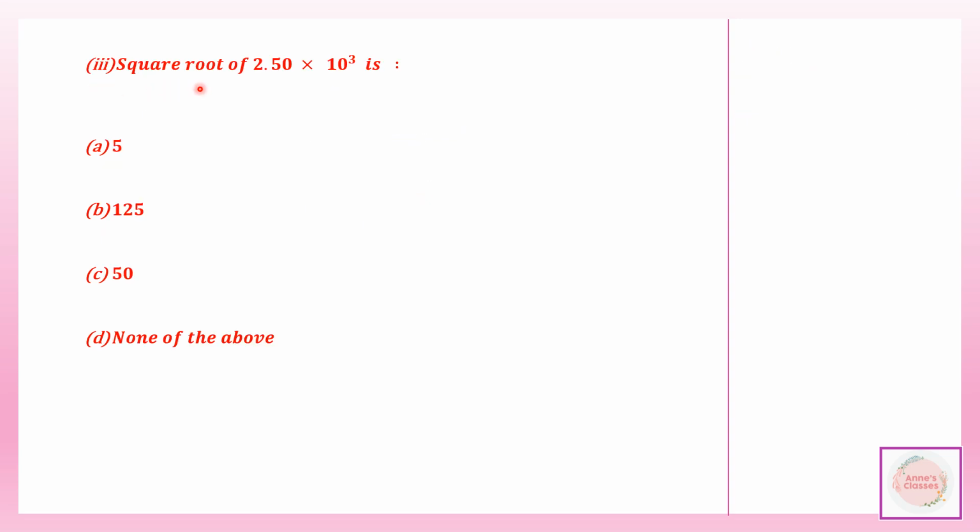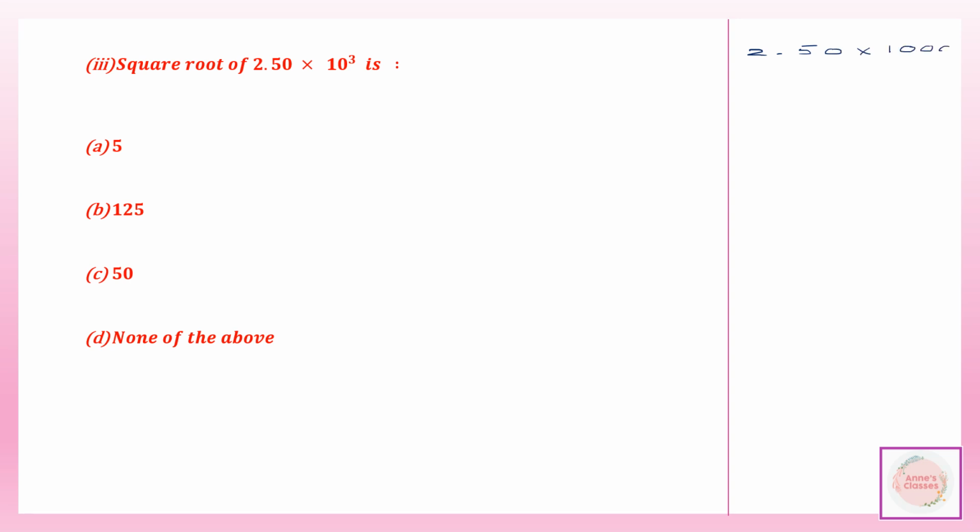Question 3. The square root of 2.50 into 10 to the power of 3 is which of these answers? So first we have to work out this 2.50 into 10 to the power of 3. So let's do that. 10 to the power of 3 means 1 followed by 3 zeros.